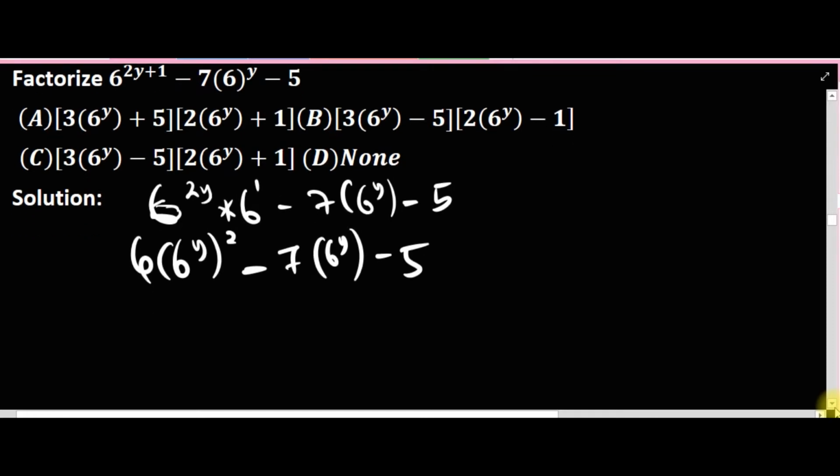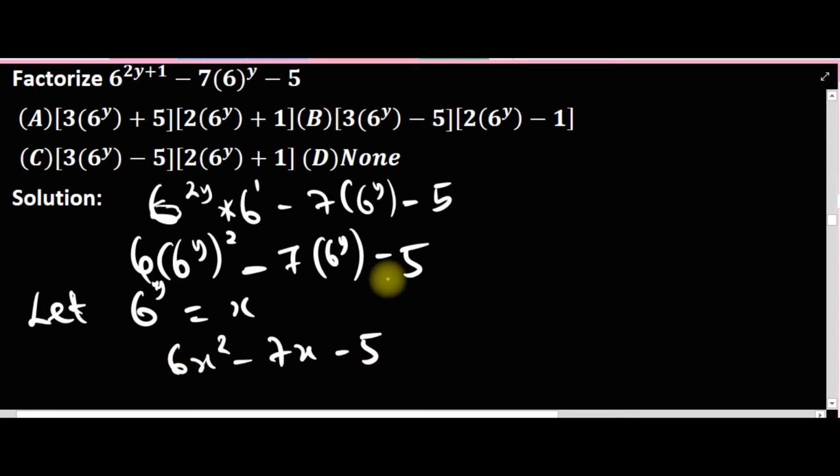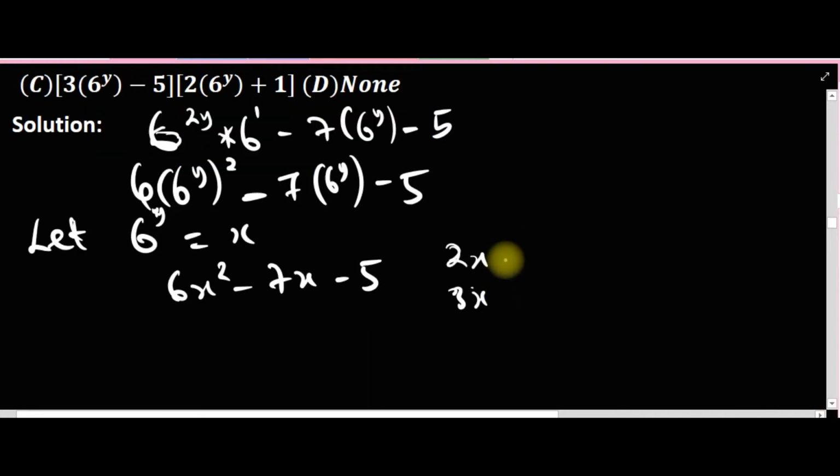So let's call 6 raised to 4y, let's call it x, so that it will be easy for us to picture. So we have 6x squared here, we have 7x minus 5, so we can easily picture it this way. Make this plus 1 and this minus 5, so that 10x minus 10x plus 3x is minus 7x. So our factored form is this. We factored it fast.